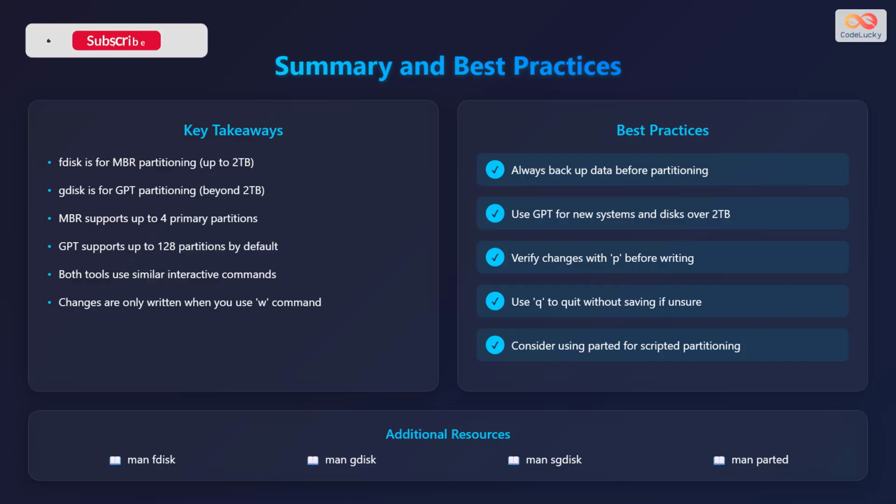Both tools use similar interactive commands, and changes are only written when you use the W command. Here are some best practices. Always back up data before partitioning. Use GPT for new systems and disks over 2 terabytes. Verify changes with P before writing. Use Q to quit without saving if unsure. And consider using parted for scripted partitioning.